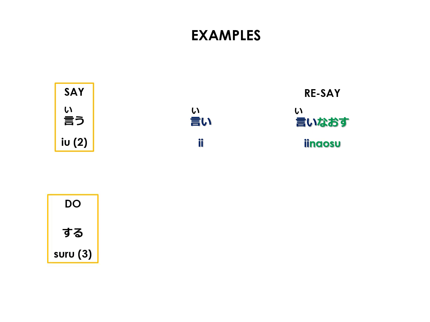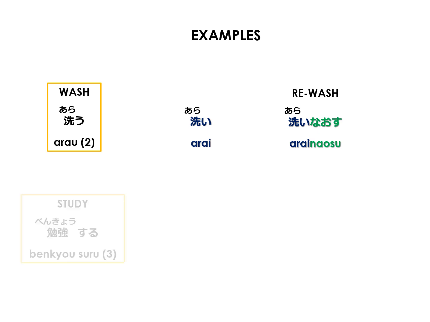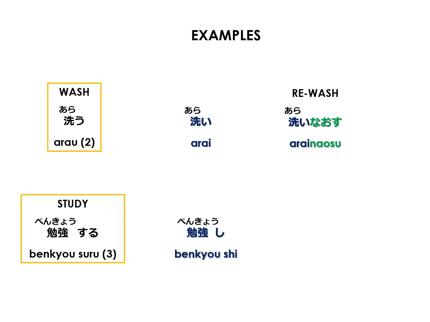To do is suru. Conjunctive form is shi. Shinaosu. Shinaosu means to do again or redo. To wash is arau. Conjunctive is arai. Arainaosu. Arainaosu means to rewash. To study is benkyou suru. Conjunctive form, benkyoushi. 勉強し直す。勉強し直す means to restudy or study something again for the second time.